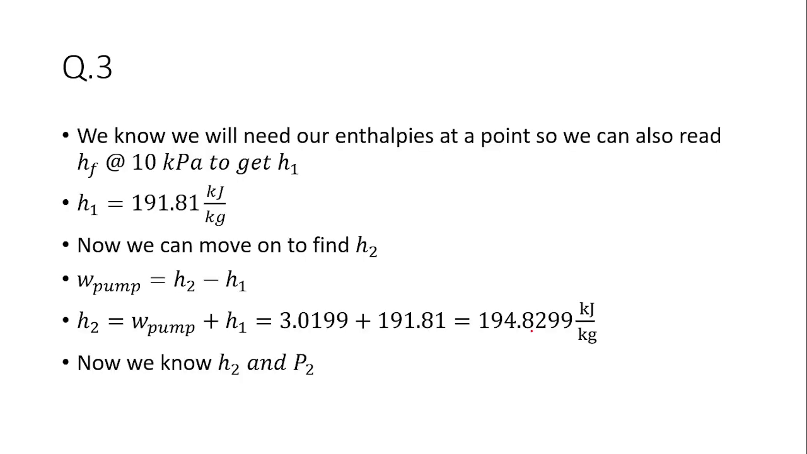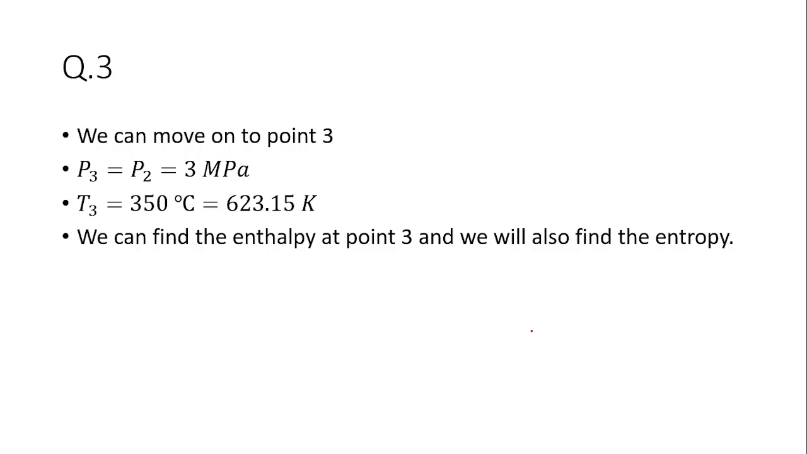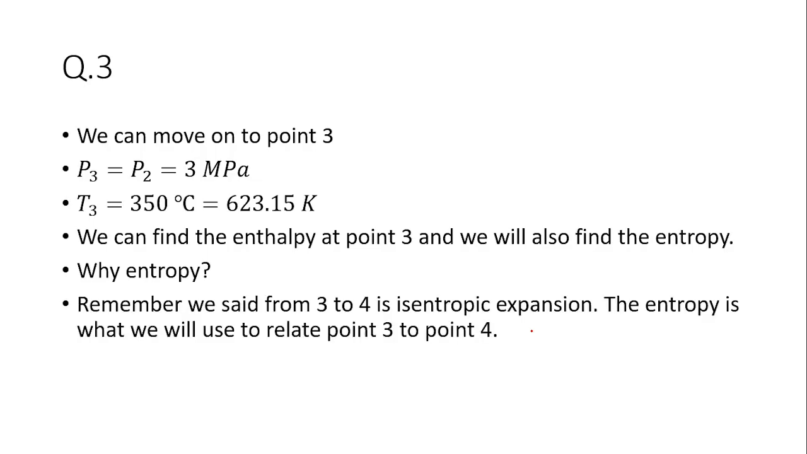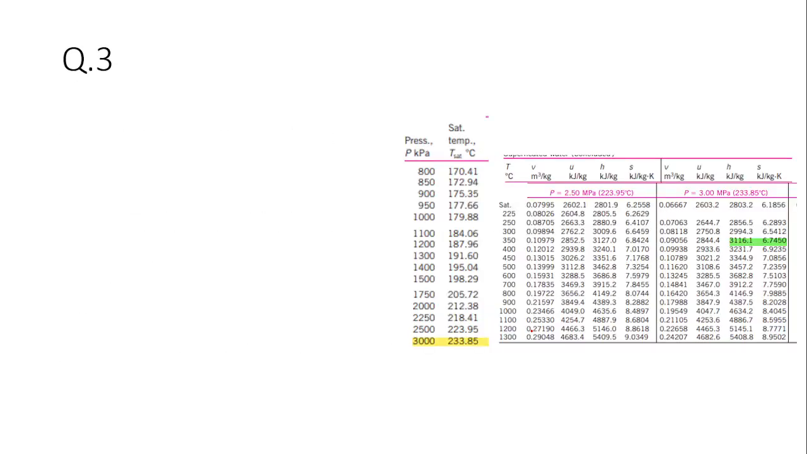Now we know H2 and we know P2. We can move to point 3. We know that P3 and P2 are the same, considering they have the same pressure, right? And we know T3. So we can go to the superheated table, read the entropy and then the enthalpy. Here I was asking why entropy: because it's isentropic and we need to relate point 3 to point 4. The thing relating them is the entropy. So we've seen that a number of times. So I can read H3 at 3 megapascal and 350 degrees Celsius from the steam table.